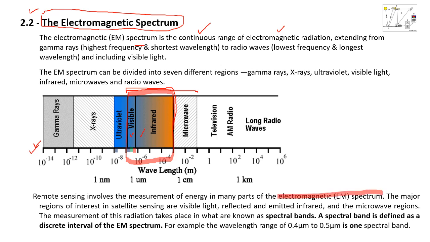So visible light is important, reflected and emitted infrared is important, microwave is important, but here we are talking about passive remote sensing. Microwave is related to active remote sensing. Okay, see the next here.